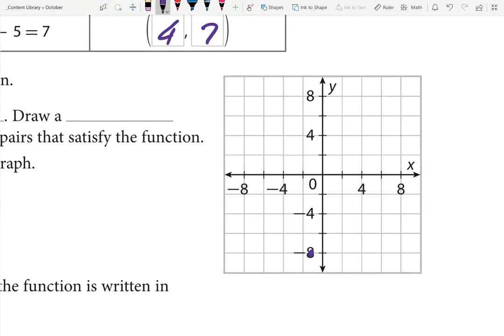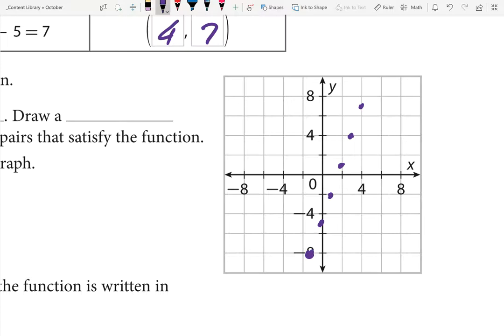It's going to be right here. 0, -5. 1, -2. 2, 1. 3, 4, and 4, 7. So we've plotted those points, and now we get an idea that our graph looks like a line. It doesn't really have any curve to it. Our graph is a line.